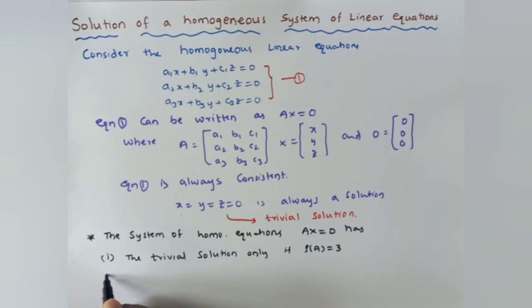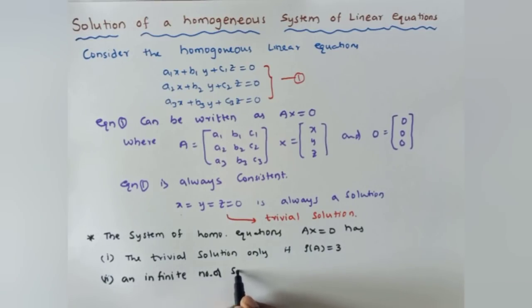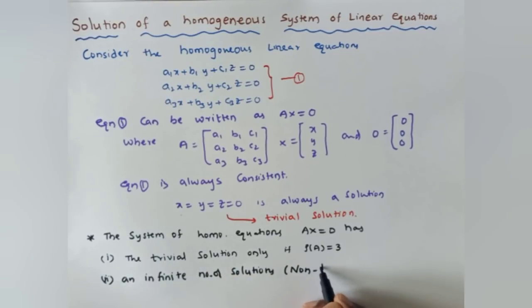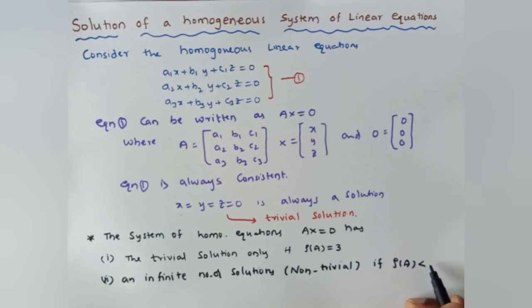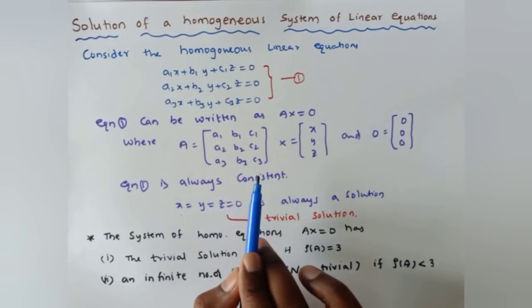And the second point, that it has an infinite number of solutions, or we may call this non-trivial. Here it is trivial, otherwise non-trivial, if rank of A is less than the number of variables present in the given system. So if the given system is a homogeneous system, try to find the rank of the coefficient matrix.